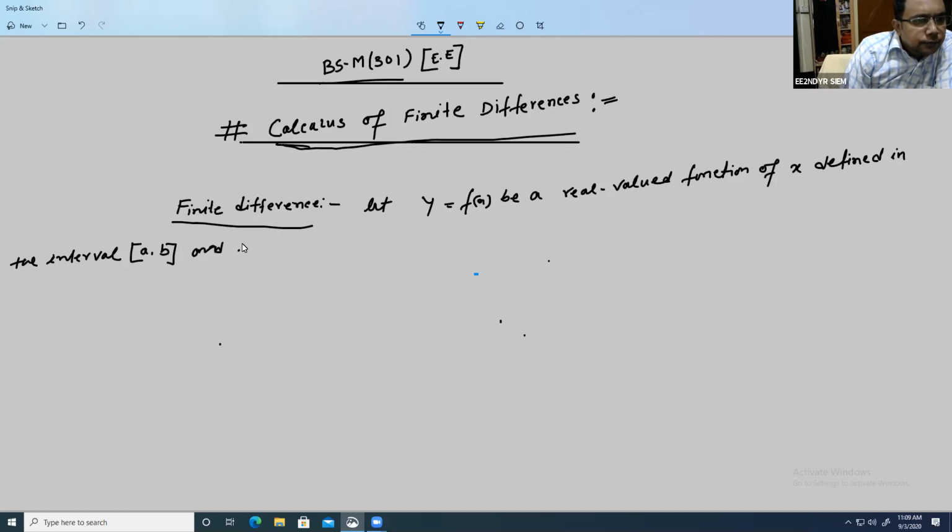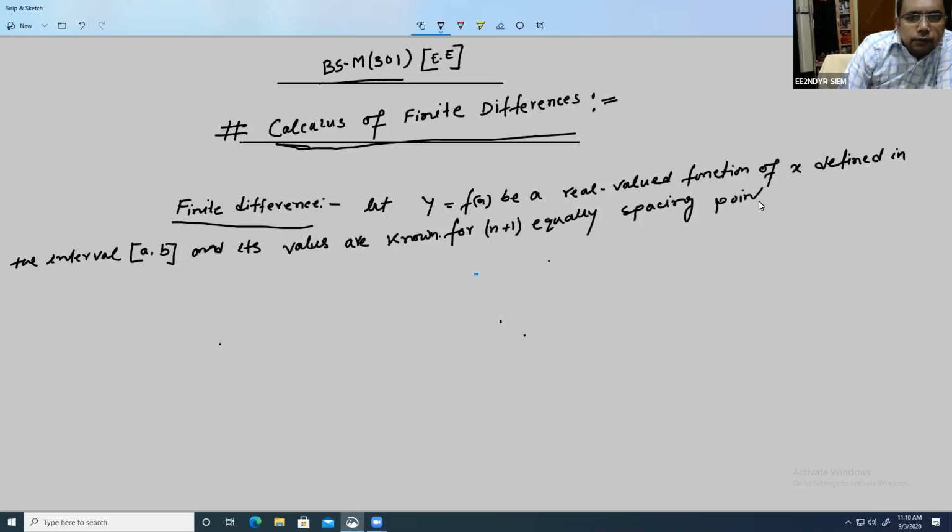and its values are known for n plus 1 equally spacing points, xi, where i equal to 0, 1, 2, 3, up to n.